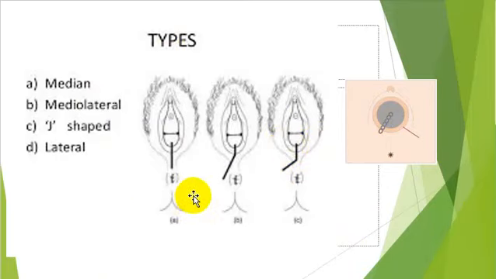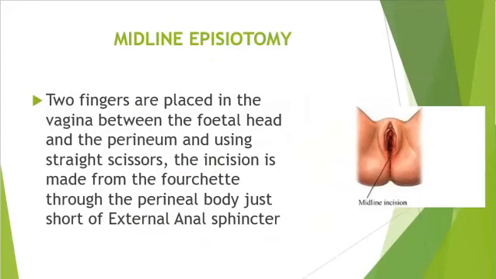The more common ones are the median and mediolateral episiotomies which are performed. So we will be discussing these two episiotomies. So midline episiotomy: in this case two fingers are placed in the vagina between the fetal head and the perineum, and using straight scissors the incision is made from the fourchette through the perineal body just short of the external anal sphincter. So the space is enlarged enough for the baby to deliver without any problem.